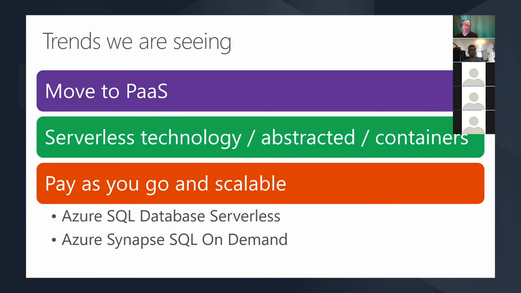Okay, so the trends we see, so move to PaaS, because PaaS is going to save you time and money, make your developers happier. They don't have to do the mind-numbing jobs that you might have to do if you had an IaaS solution in terms of doing updates, all that kind of stuff. We see a trend towards serverless technology, so abstracting services, having them in containers. So we see that Kubernetes obviously is a very big trend as well. So we have Azure Kubernetes, as well as different container services. So just giving you more options.